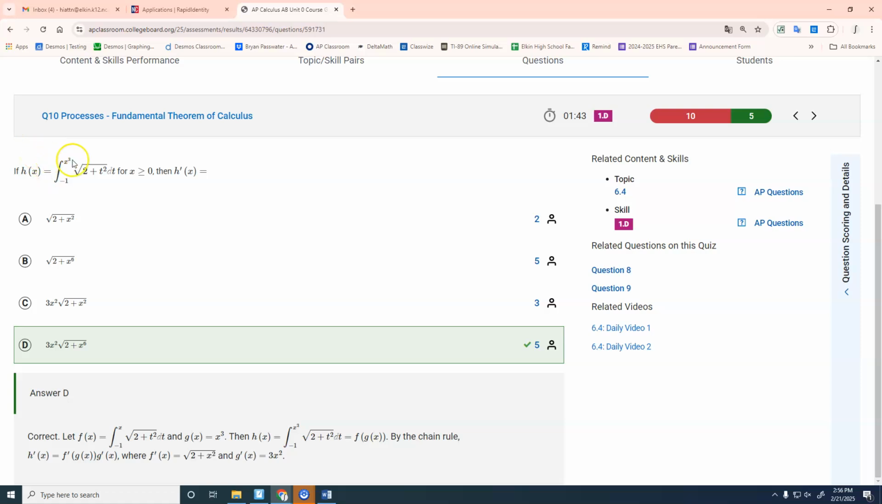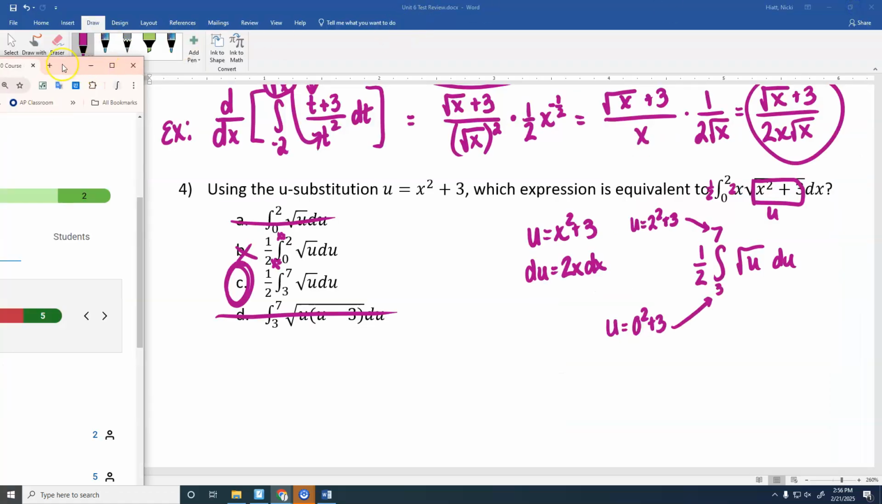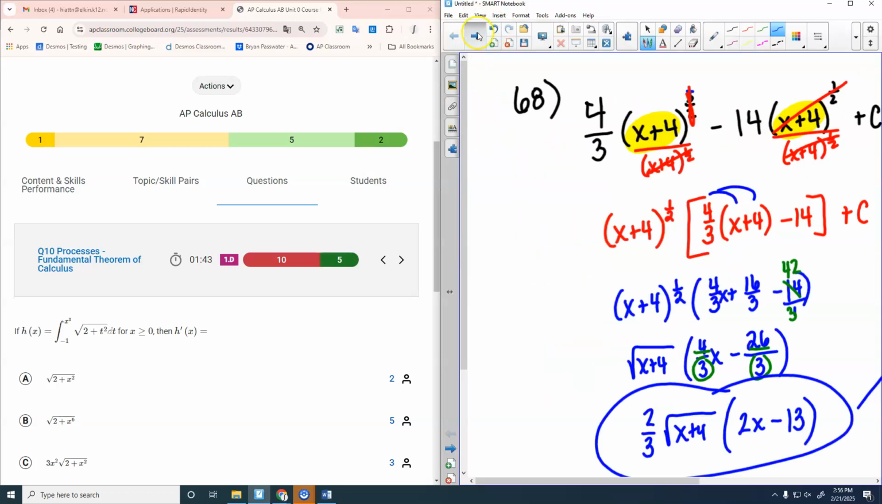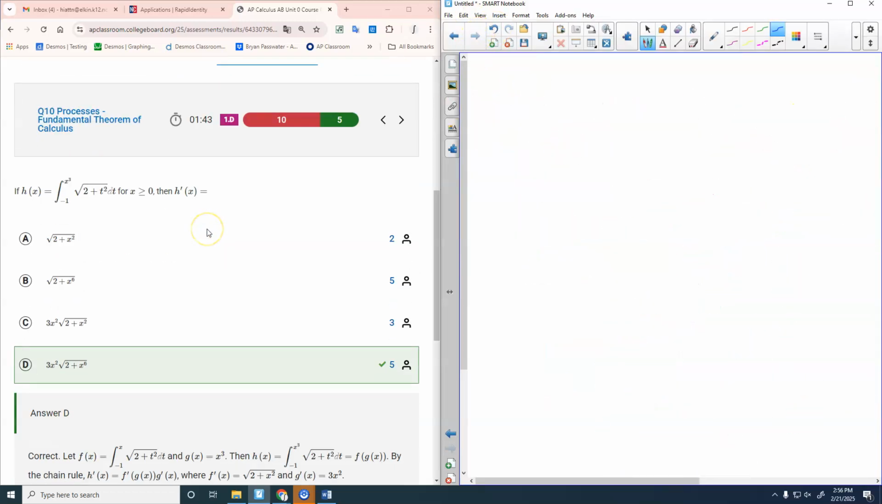We're doing a derivative of an integral. For this problem, you are taking the derivative of the integral from -1 to x cubed of the square root of 2 plus t squared dt.